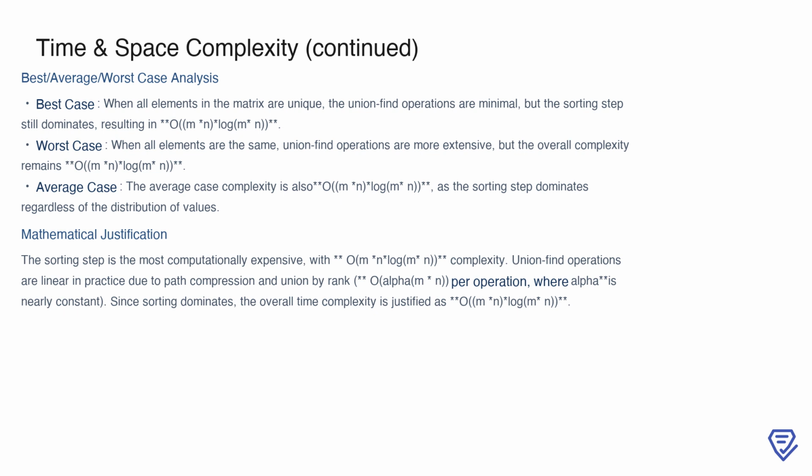On average, the time complexity is also O(M * N * log(M * N)), as the sorting step dominates regardless of the distribution of values. From a mathematical perspective, sorting is the most computationally expensive operation with O(M * N * log(M * N)) complexity. While union find operations are linear due to path compression and union by rank, their contribution is overshadowed by the sorting step. This justifies the overall time complexity as O(M * N * log(M * N)).